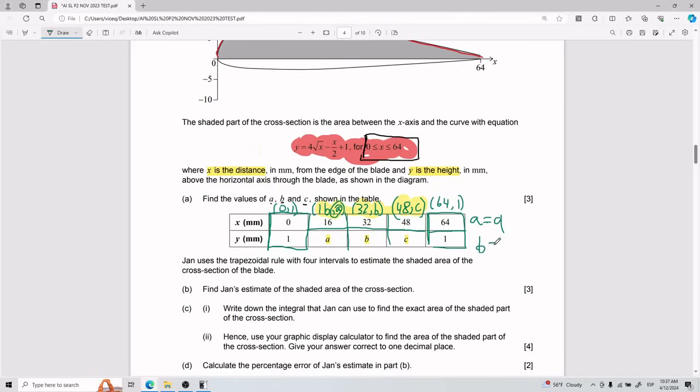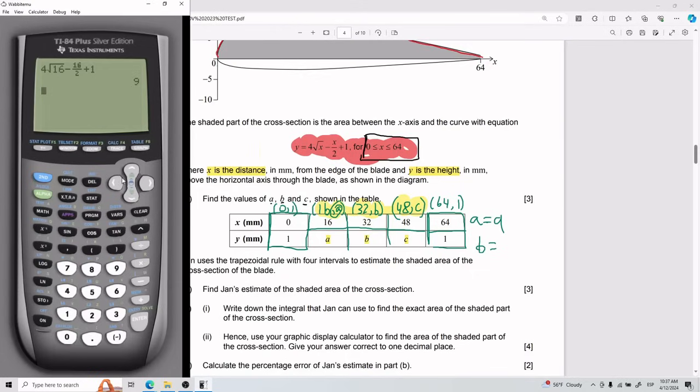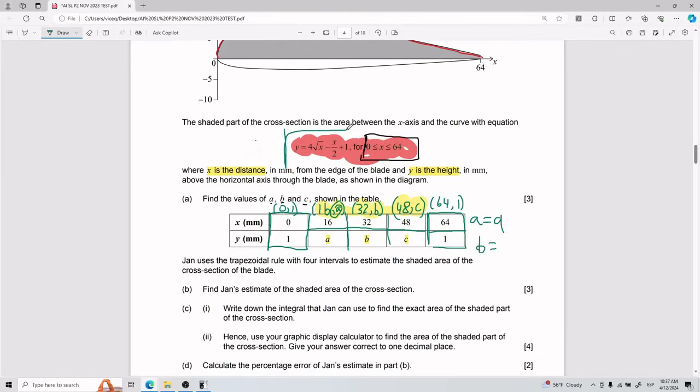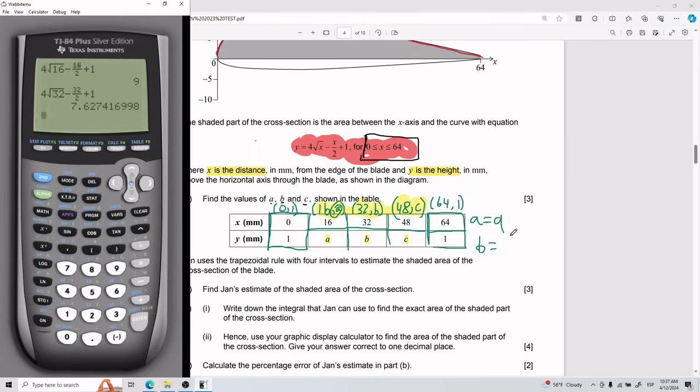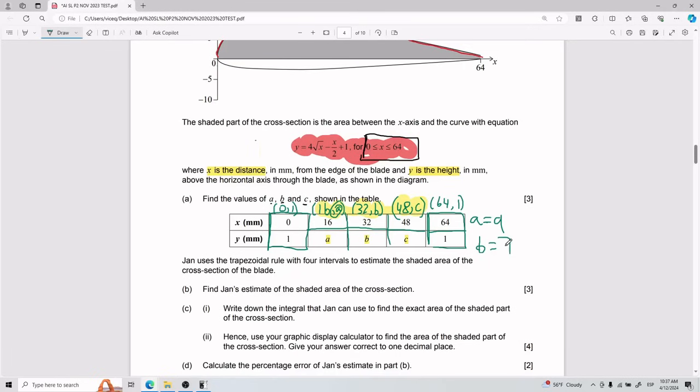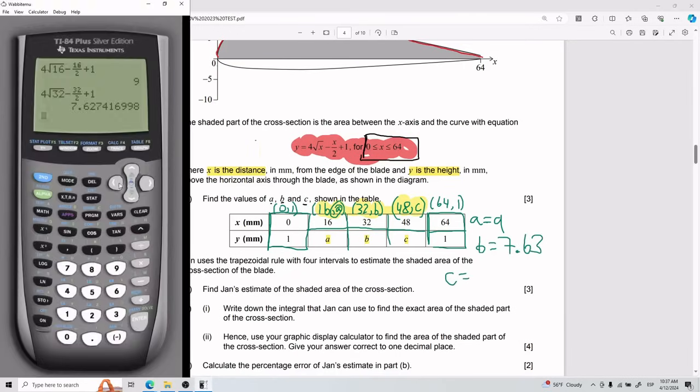For B, we need to plug in 32. So I'm going to take the same equation and put 32 instead of 16. Again, all I'm really doing is plugging in my x values in this equation here. If you plug in 32, you get a B value of 7.627. With significant figures, you would leave it as 7.63. And for this third one, we're just going to plug in 48.